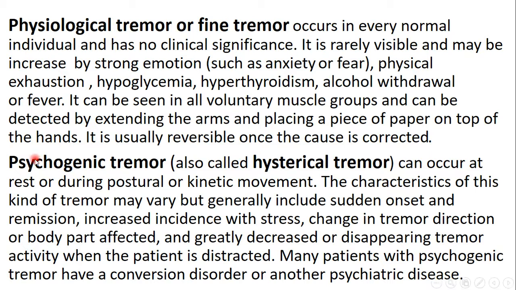The other type of tremor is the psychogenic or hysterical type of tremor. This is the last type of tremor, which can occur at rest or during postural or kinetic movement. The features of this type of tremor vary but generally include sudden onset and remission, increased incidence with stress, change in tremor direction, so it's changing in the direction of the tremor or body parts affected, and greatly decreased or disappearing tremor activity when the patient is distracted. Many patients with psychogenic tremor have conversion disorders, hysterical and other psychological problems.